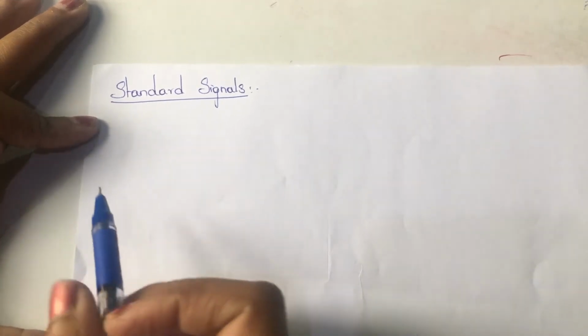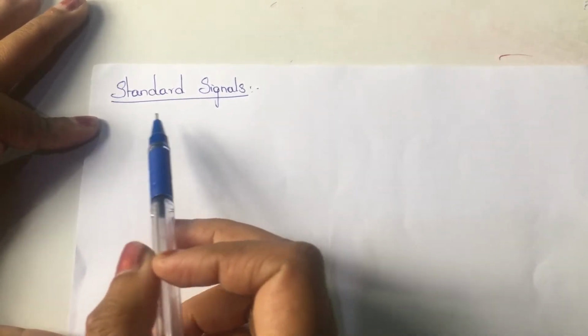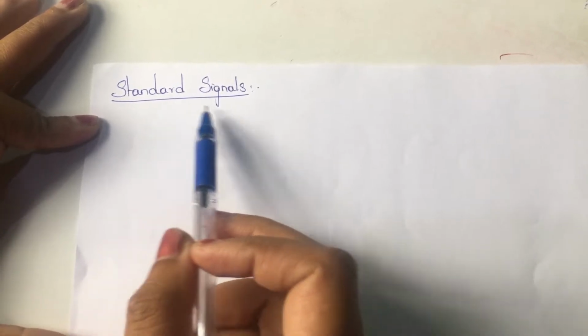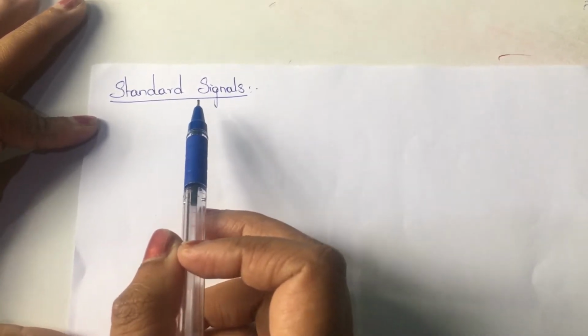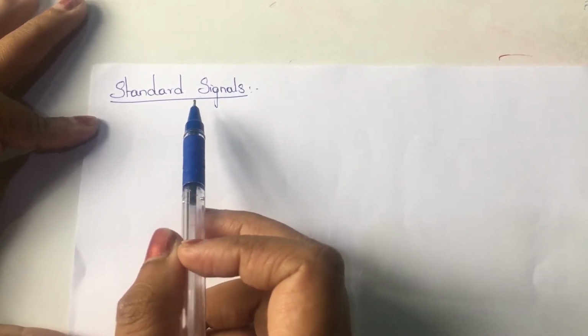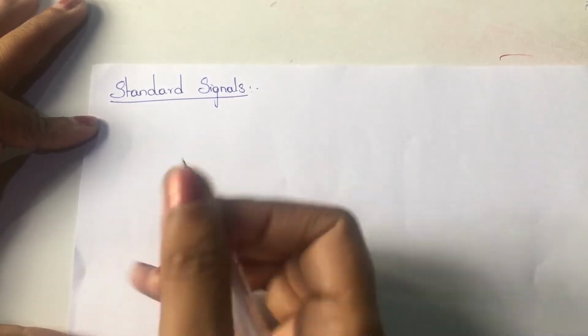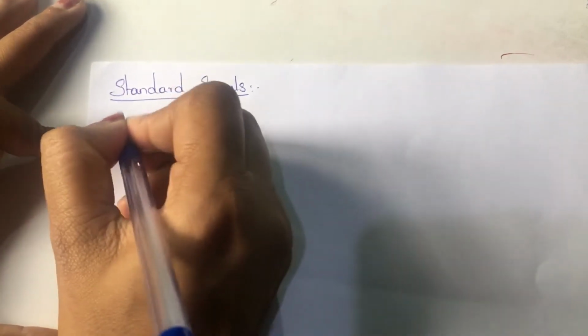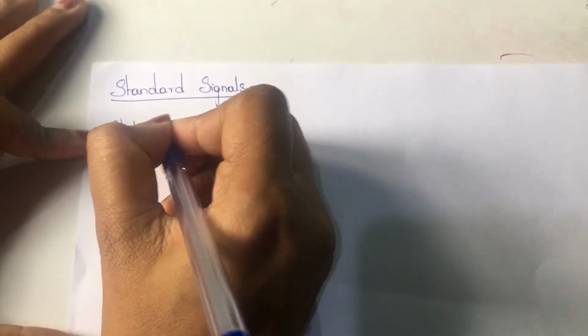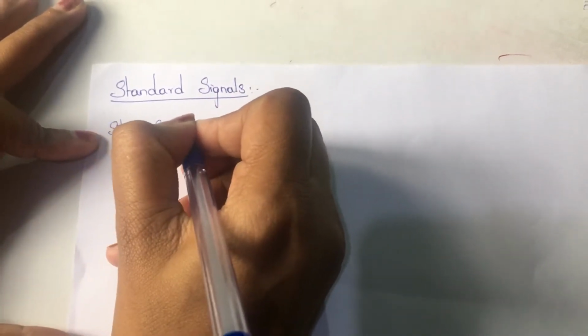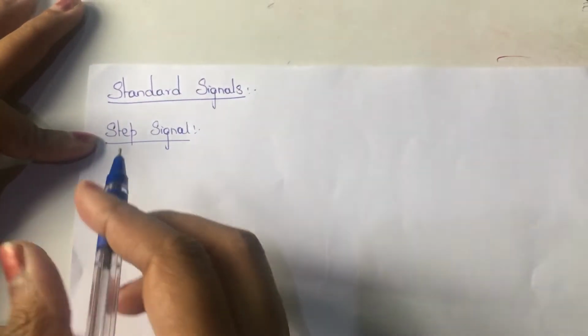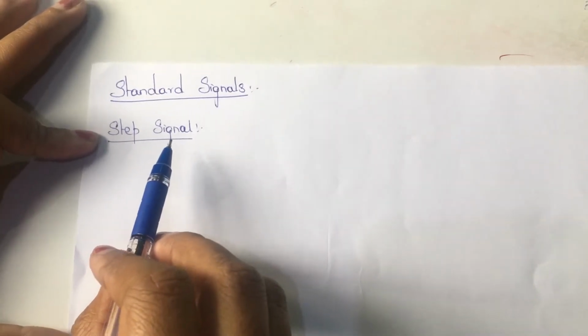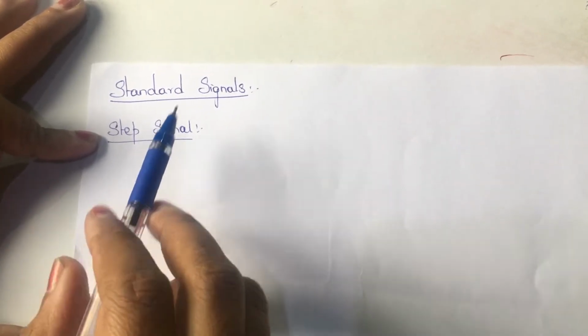Hi, today we are going to discuss standard signals, and these standard signals are also called elementary signals. These signals are used as input for studying the system's behavior. So first let us discuss the step signal. And this step signal is an important signal used for analysis of many systems.